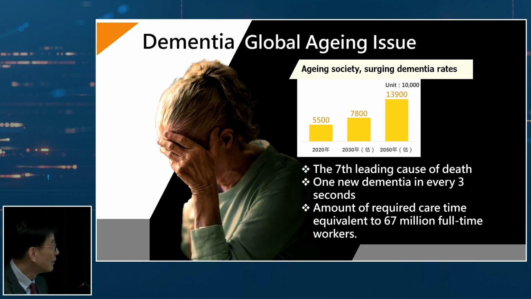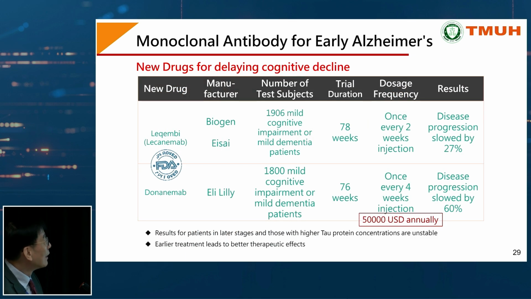Here is the reason. Dementia is a pandemic because of the global aging issue. As you can see, the staggering number here, 2050, although I'm not going to live up to 2050, is very, very scary. Although there are some new drugs for delaying cognitive decline, there are several restrictions. One is that they are very expensive, and the effect is limited. You see the first, Leqembi, is only 27% slowing down. And also there's a risk of hemorrhage and brain edema.